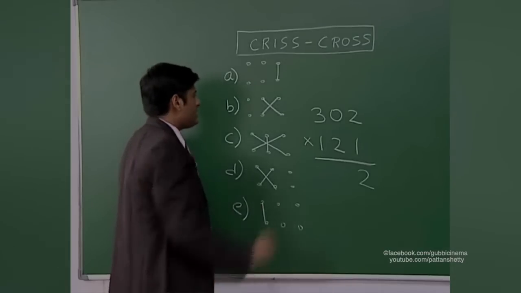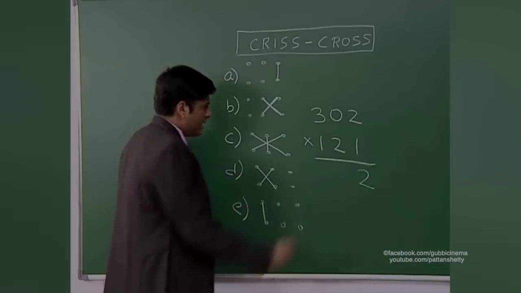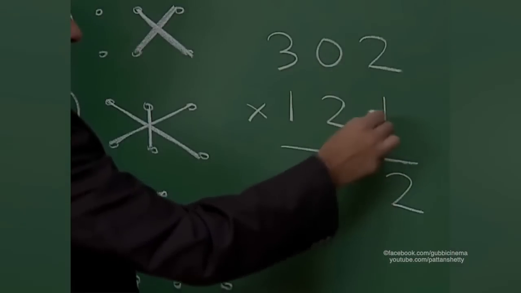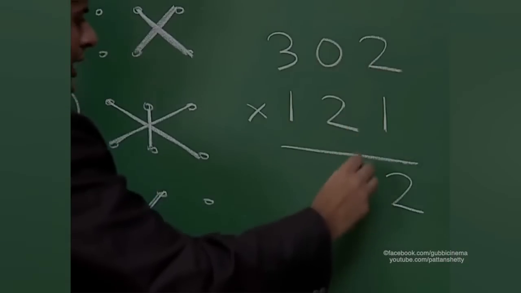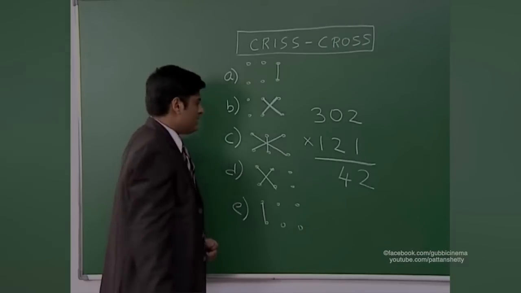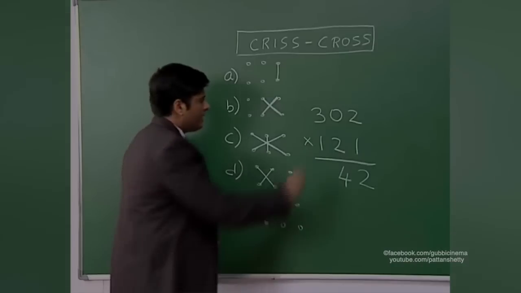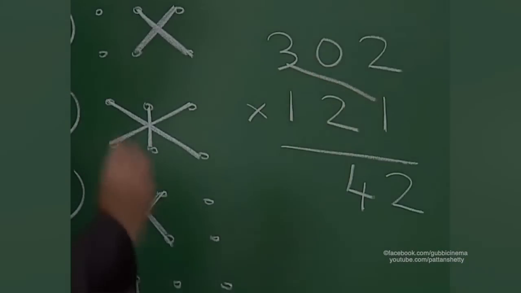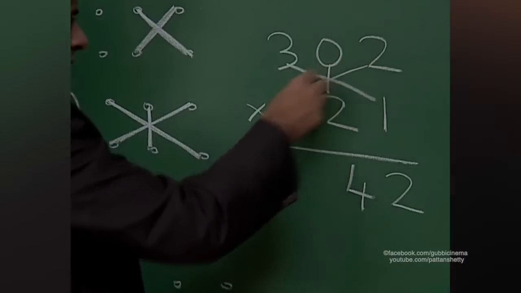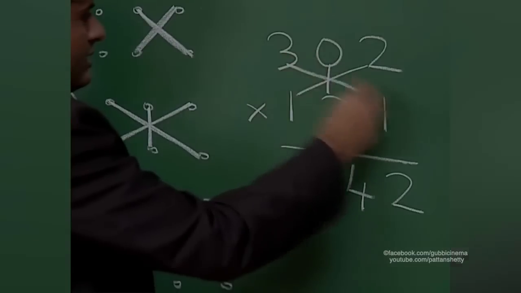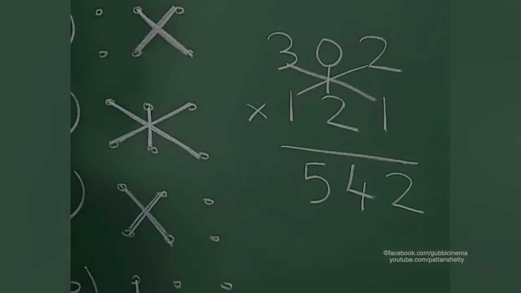The second step says cross multiply like this and like this. We will add both the answers. So 0 times 1 is 0 and 2 times 2 is 4. 4 plus 0 gives me 4. Step C says multiply like this and like this. So 3 times 1 is 3, I put 3 in my mind. 0 times 2 is 0, I put that in my mind. And 2 times 1 is 2. My answer is 3 plus 0 plus 2, that is 5.